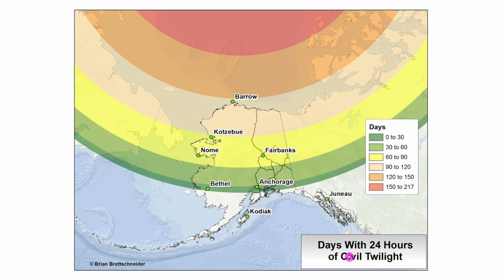So this means that this is days with 24 hours of civil twilight. If you're in Anchorage, you're getting 0 to 30 days. If you're in Fairbanks, you have 2 to 3 months where the sun doesn't set. So in Fairbanks and in Nome, you have 2 to 3 months. So the sun would come up, like I was saying, and then every day the sun would just orbit in circles in the sky, and then set a couple months later.